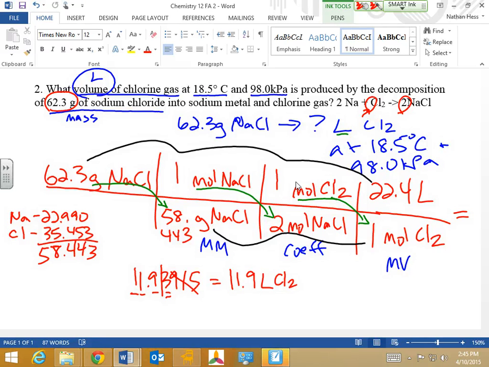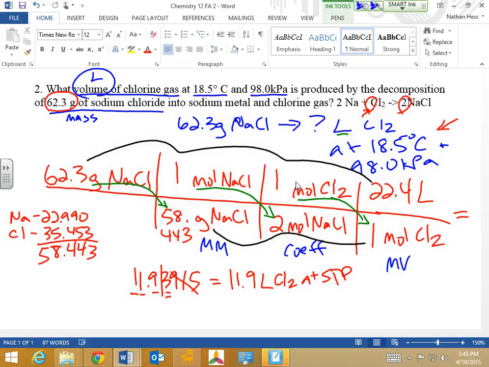You might say, great, Mr. S, I'm done. And I would say, no, you aren't. Because this is at STP. Is this STP? It's not. So therefore, we must use combined gas law in order to do this problem here.